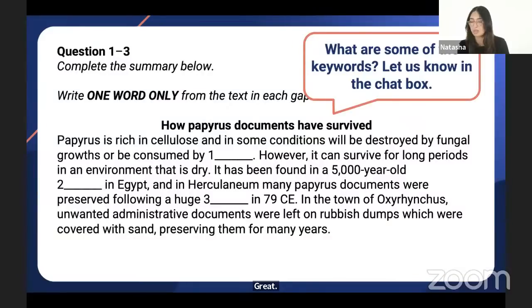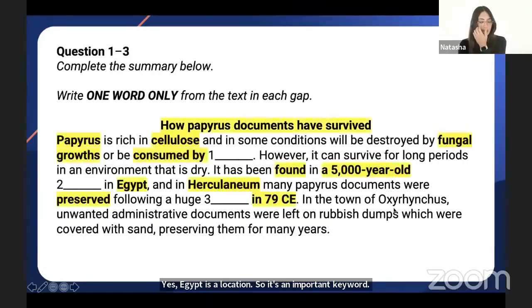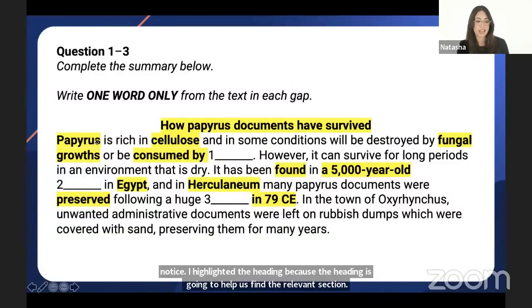Yes, Egypt is a location, so it's an important keyword. Great to see all of these. Oxyrhynchus, great. Here are the keywords that I came up with. You can notice I highlighted the heading because the heading is going to help us find the relevant section. And I've got similar words to what you have mentioned at home.